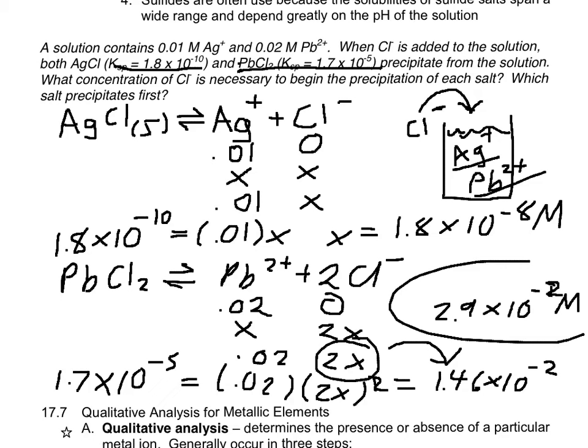And so, since the PbCl2 requires a larger concentration of chlorine than the silver chloride does, then your silver chloride is going to precipitate first.